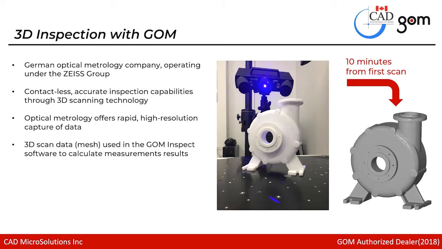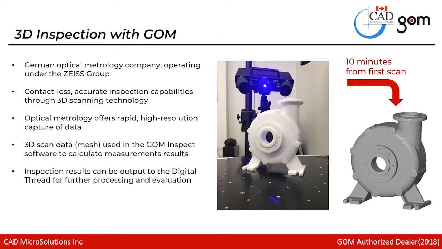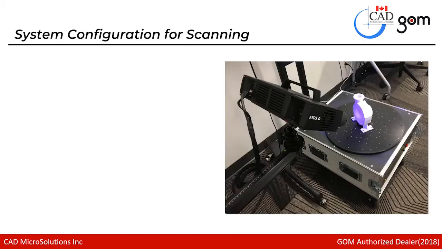So once we collect the 3D scan data, we can then use it in the GOM Inspect software to calculate the measurement results we want to see, whether we want to check for dimensions, positions, GD&T characteristics, thicknesses, and much more. And once we have the results of the inspection, we can have this output back to the digital thread for further processing and evaluation of the part.